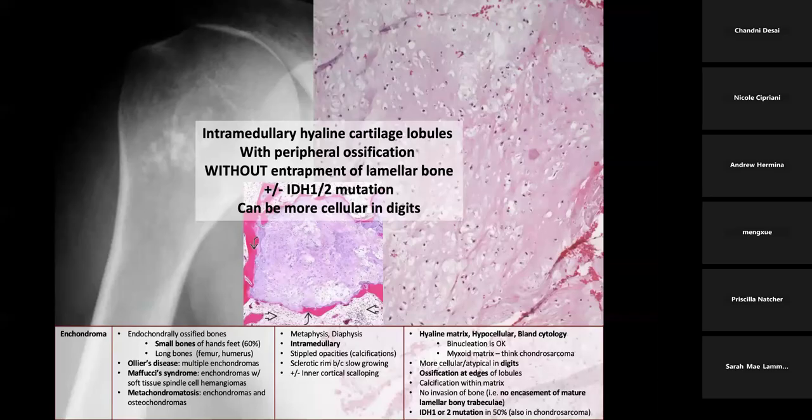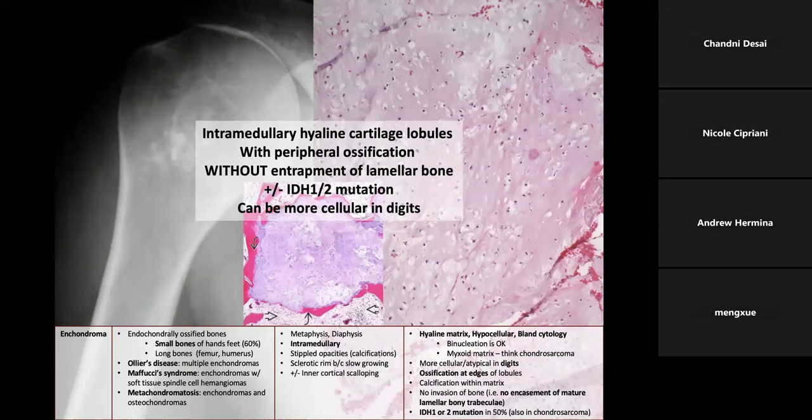Enchondroma is an intramedullary, right, proliferation of usually hyaline cartilage lobules that can undergo peripheral ossification, hence resulting in this stippled appearance on radiograph. By definition, it should not entrap pre-existing lamellar bone, otherwise it would be a chondrosarcoma. These can have IDH1 and IDH2 mutations, which do not differentiate them from intramedullary chondrosarcoma. Specifically, if these occur in the digits, they can be somewhat more cellular, but you should always see retention of the peripheral bone without bony entrapment.